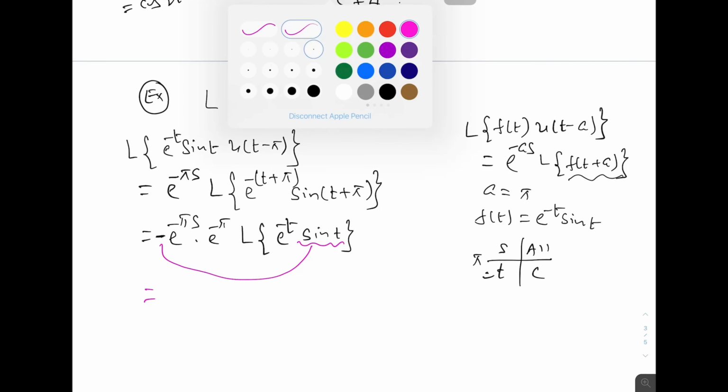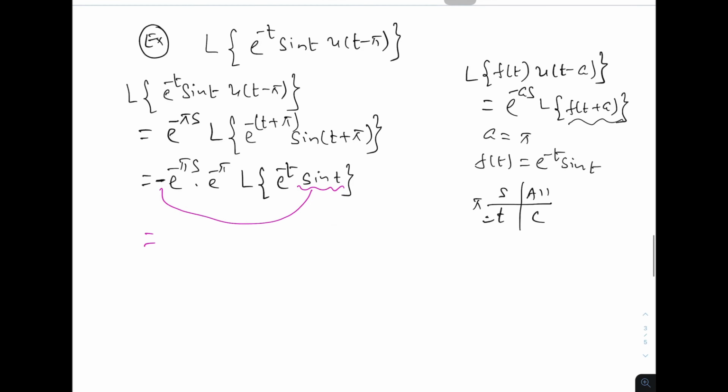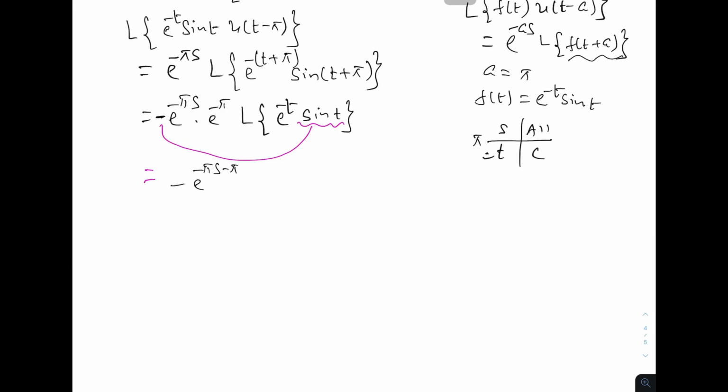So this is equal to minus e to the power minus pi s minus pi. Now first shifting theorem also we need to use.